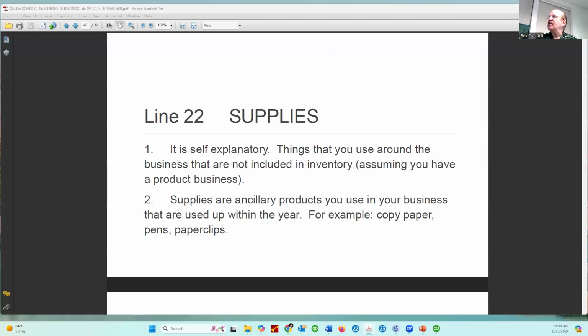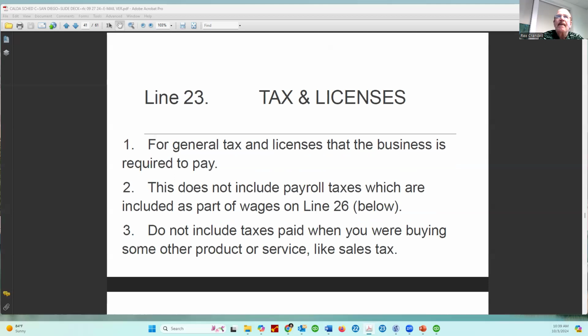Then we get into the expense item for supplies. That's self-explanatory. These are things that you use around the business that are not included in inventory, assuming you have a product business. Supplies are ancillary to your business, for example, copy paper, pens, paper clips, and these supplies are considered they're not going to have value after 1 year.